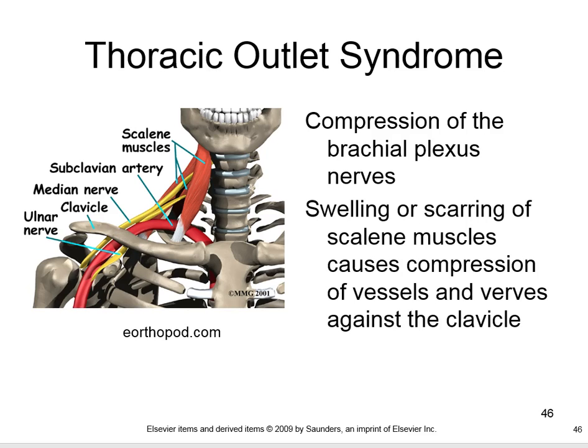The thoracic outlet is an area on both sides of the body behind the clavicle where an artery, vein, and a group of nerves cross over the first rib to continue down each arm. Problems occur when this area is compressed or made smaller.